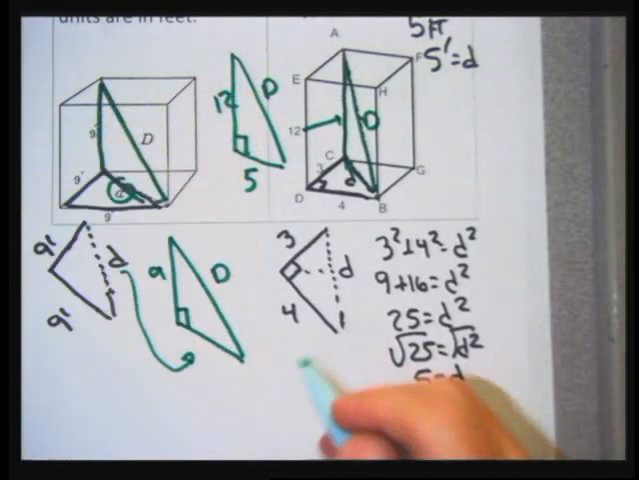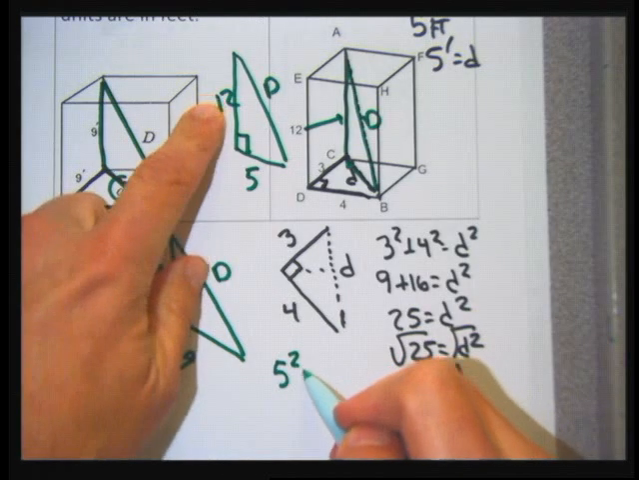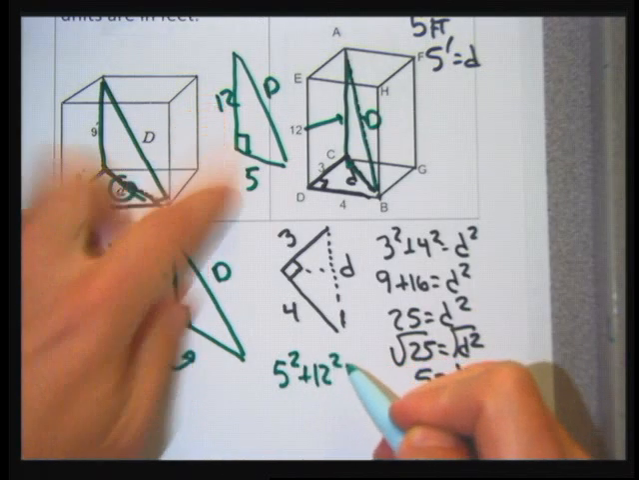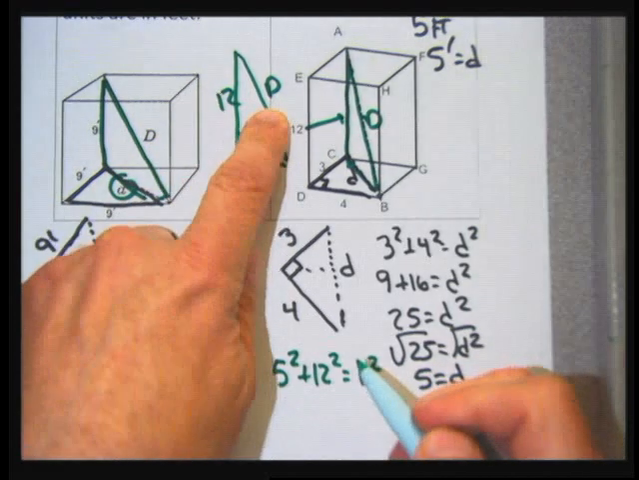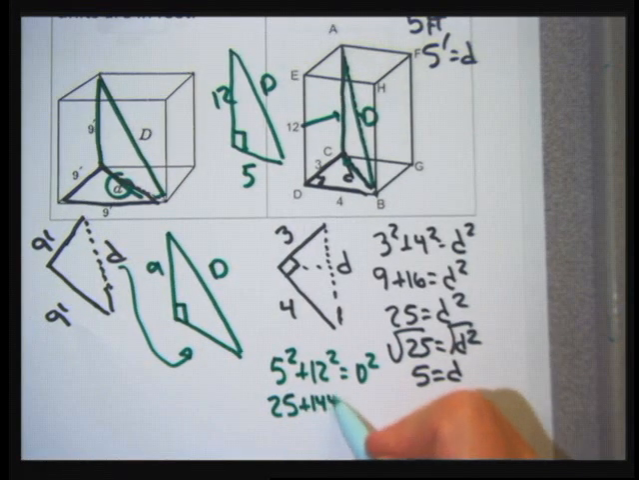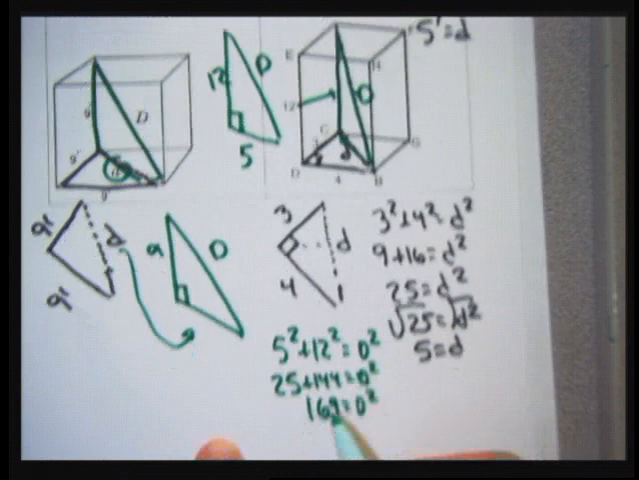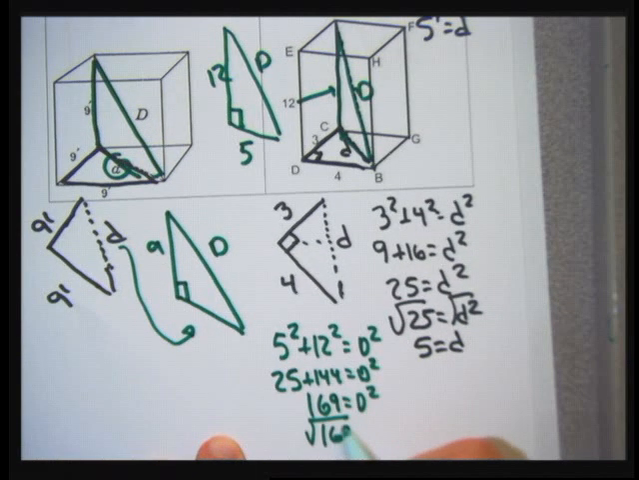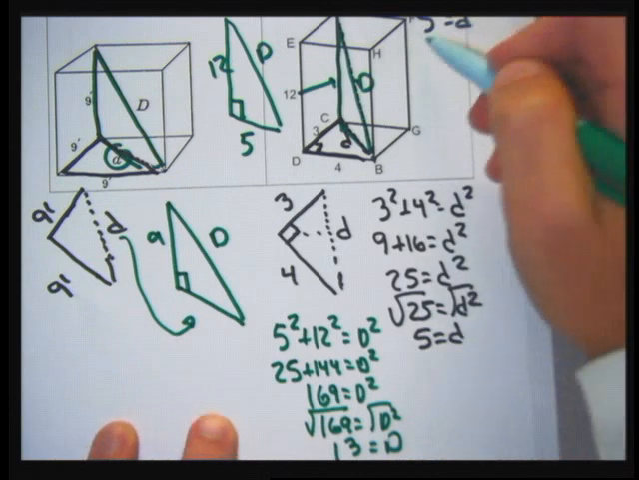So for my big triangle and my big D, I'm going to go 5 squared, which is that side, plus 12 squared, which is a B or an A, equals D squared, which is definitely a C because it's across from the right angle. So mine's going to be 25 plus 144 equals D squared. So I get 169 equals D squared. Then I do the square root of 169 equals the square root of D squared. So 13 equals D. I'm going to attach the unit of feet next to it.